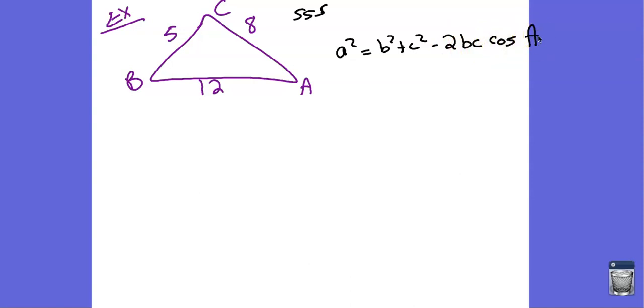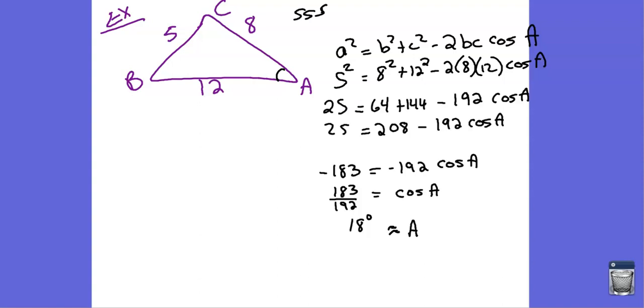So we're basically going to find this angle first. Okay, so notice we have everything except for the angle. So we're going to literally just plug things in. So side A is 5, side B is 8, side C is 12, minus 2 times 8 times 12 cosine of A. All right, and then we're going to solve this.